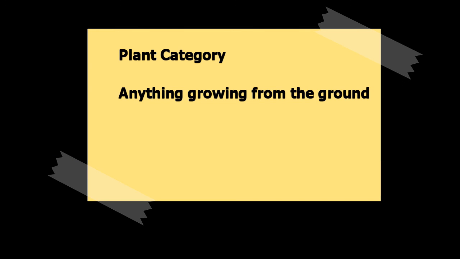Your next step is to provide an explanation for your groupings. For example, my plant category has all the things I found growing from the ground in it.